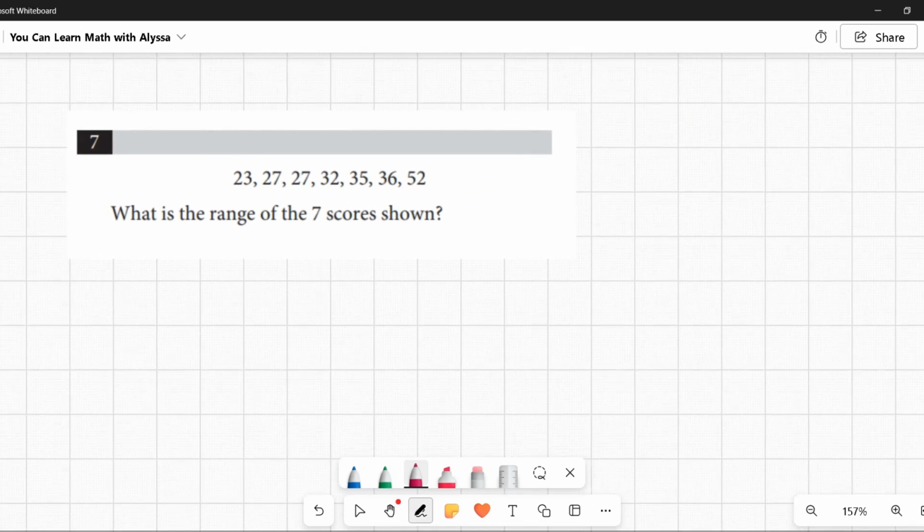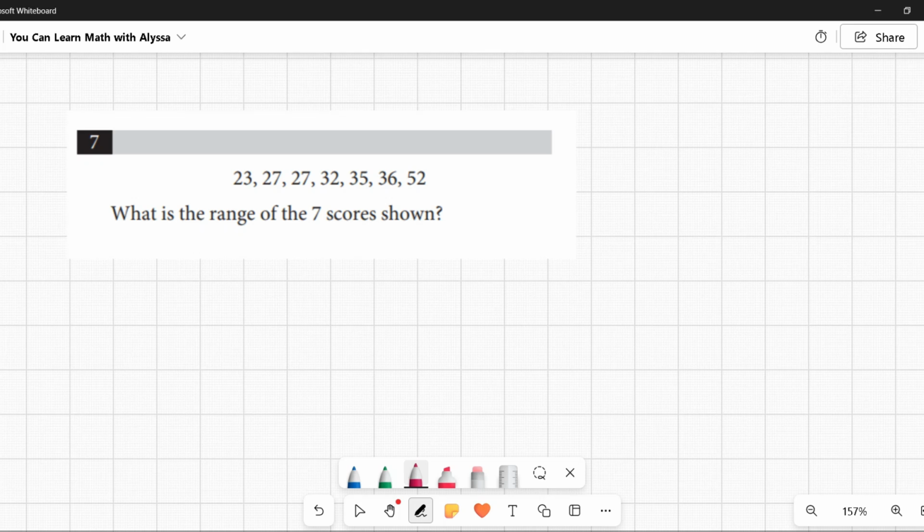Number 7: 23, 27, 27, 32, 35, 36, 52. What is the range of these 7 scores shown? The 4 things that you will need to know on the SAT are mean, median, mode, and range. They ask all 4 of those, and they do it interchangeably.